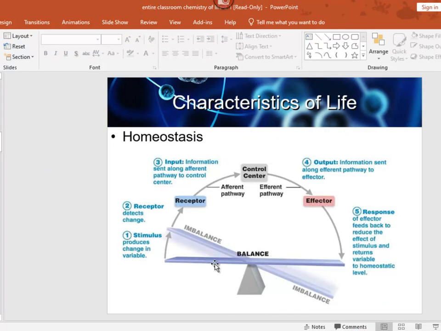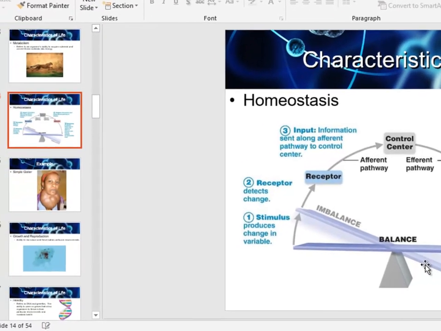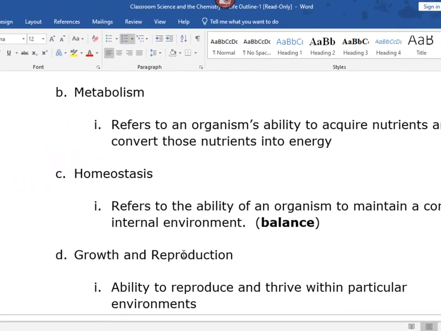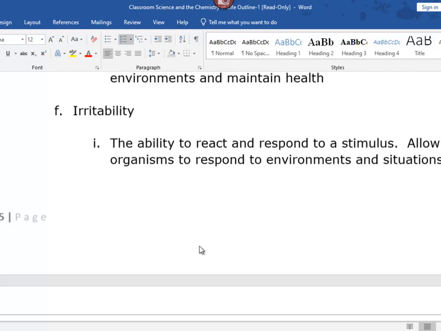This is a great slide. It's like the whole teeter-totter, and then you see you have balance here, and then unbalance. And I have this picture here. It's called simple goiter, but this is what happens when homeostasis is not able to function properly. This is actually an iodine deficiency, and something else we're about to talk about. There are things that are required for an organism to function properly, and they're called elements. Some are bulk elements, some are trace elements. But yeah, in this case, she has an iodine deficiency. But I'll let you read through these.